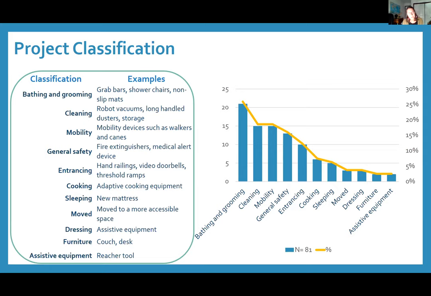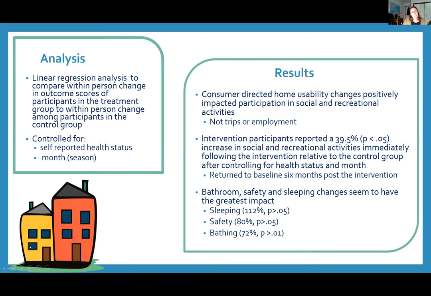And by far the most selected rooms and areas to work on were around bathing and grooming at about 25%. We had about 21 folks work on those areas, followed by cleaning and mobility with about 15 individuals and about 20% of participants choosing to work in those areas. So it really looks different than maybe your traditional home modification program.